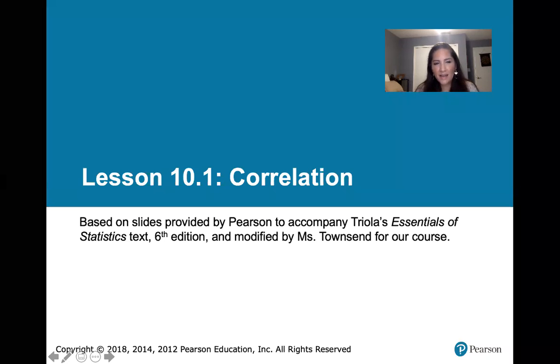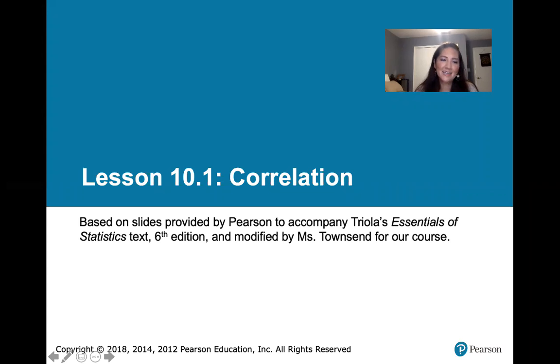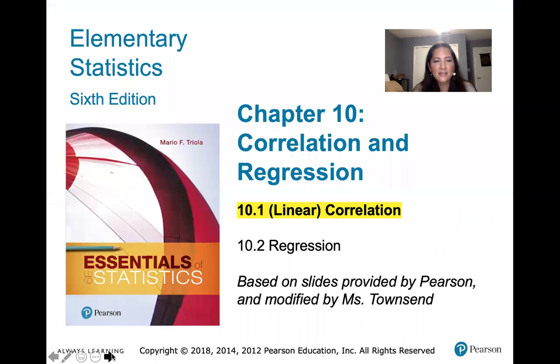In this video, we provide a lesson overview for lesson 10.1, which is about correlation. These slides are based on slides provided by Pearson to accompany our textbook and then modified by me for our course. The related material is from Chapter 10 of Essentials of Statistics, 6th edition by Mario Triola. In Chapter 10, we are covering 2 lessons out of several lessons in that chapter.